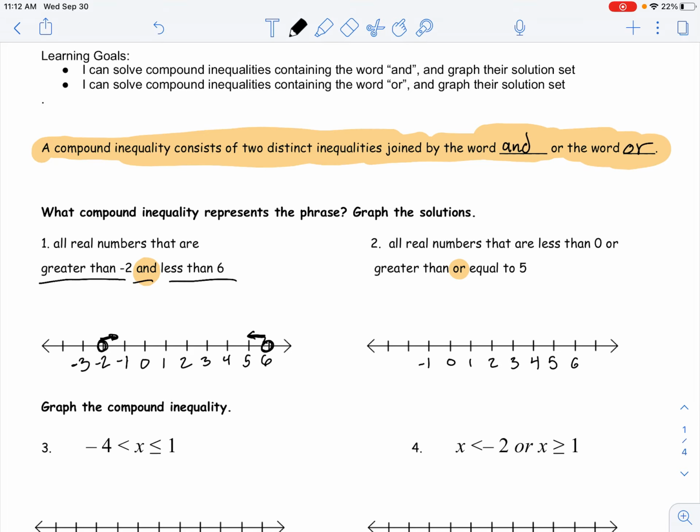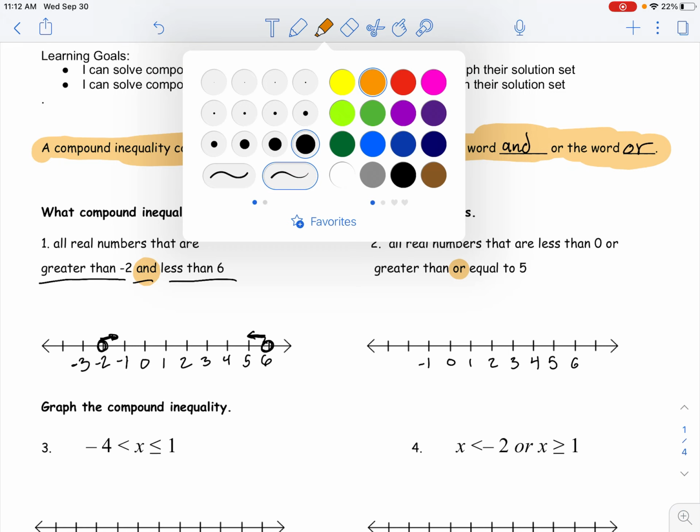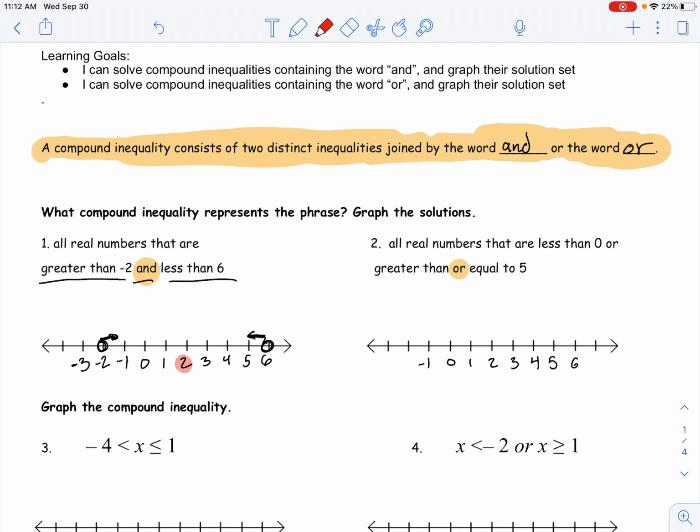And over here, on the other one, it said greater than -2. Now, if you see those two arrows pointing together like that, that means it's going to cover all of these numbers. For example, if I just picked a number at random here, let's say I pick number 2. Is number 2 both greater than -2 and less than 6? Yes, it is. So what I'm going to do is I'm going to connect my arrows to form one giant line. My line is between those two circles.